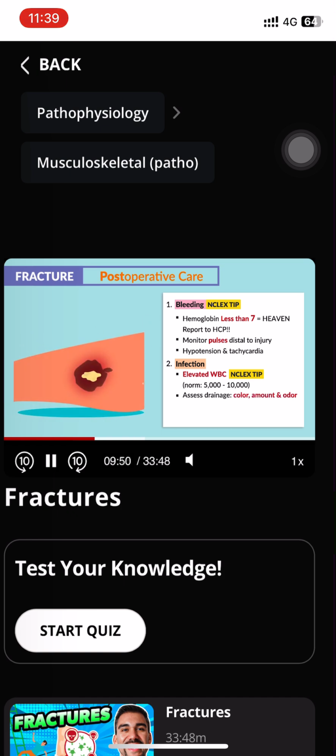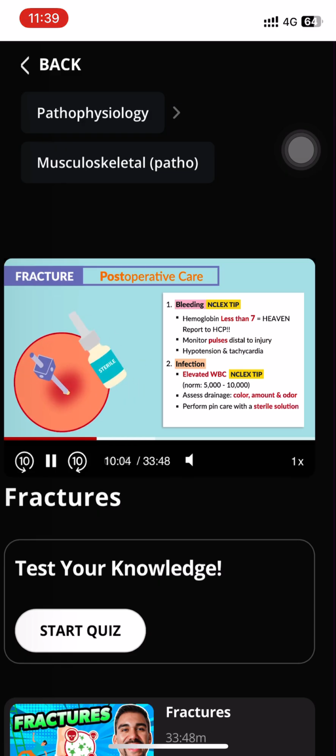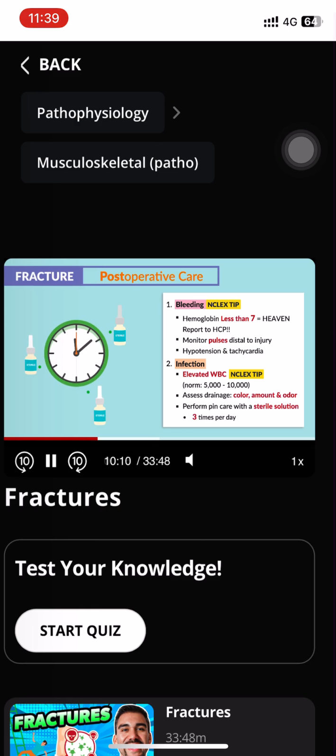So we always assess the drainage of the surgical site. Look for color, amount, and odor. And if the client has pins, then we assess the pins for that same thing and also look at the suction of a wound device if used. And lastly, speaking of pins, we always perform pin care with a sterile solution, at least 3 times per day.